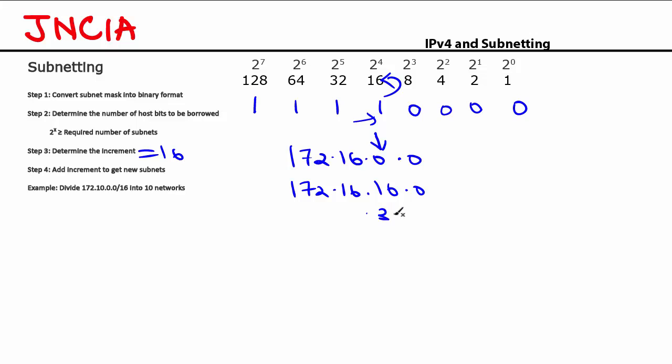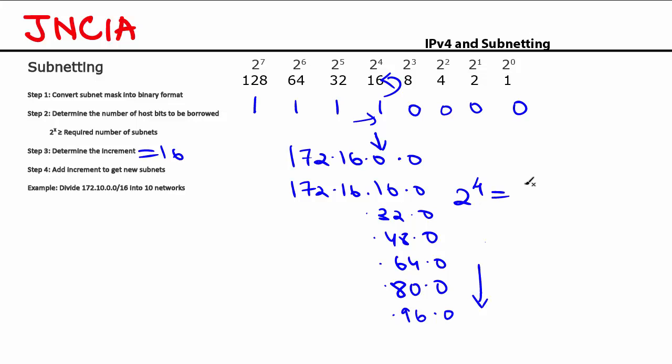And then you have 32.0, 48.0, 64.0, 80.0, 96.0, and so on. How many new subnets will you get? We discussed this in the last video that the total number of new subnets will always be a power of 2. In this case, we borrowed 4 bits, so we are going to get 16 additional subnets. We need only 10 and we use only 10, and we reserve the remaining 6 for future purposes.